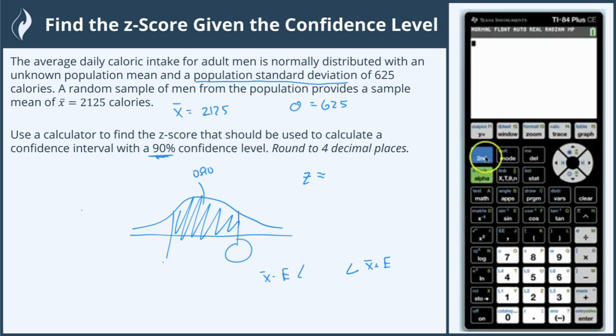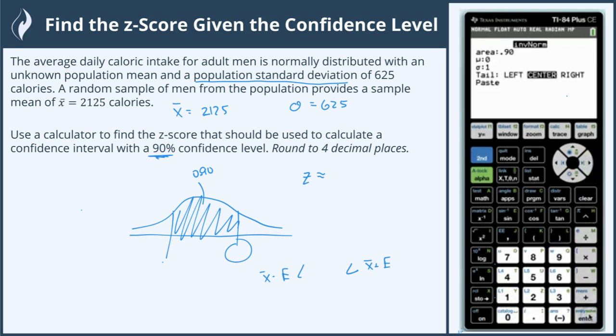So the calculator trick is not bad. You know the area and you want a value, which means you're going to do inverse norm. So let's go and look over here. Inverse norm can be found by pressing second vars, and you're going to scroll down until you find inverse norm. Now your area is 0.9 because it's a 90% confidence level. Your mean is 0, your standard deviation is 1 because we're dealing with z-scores.